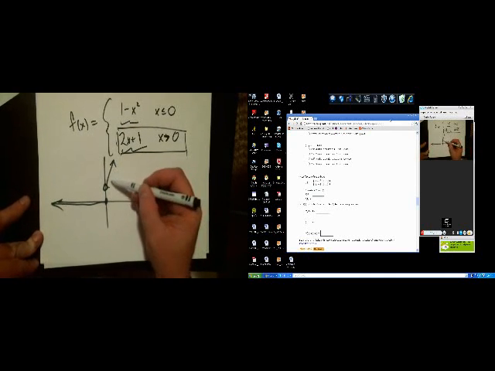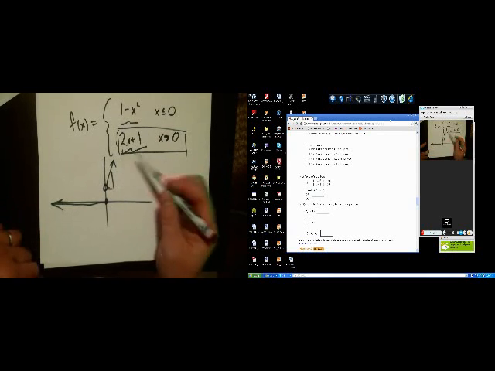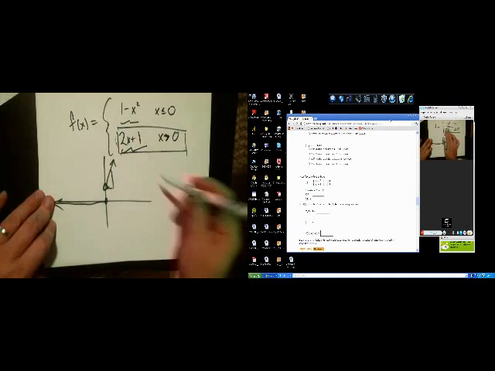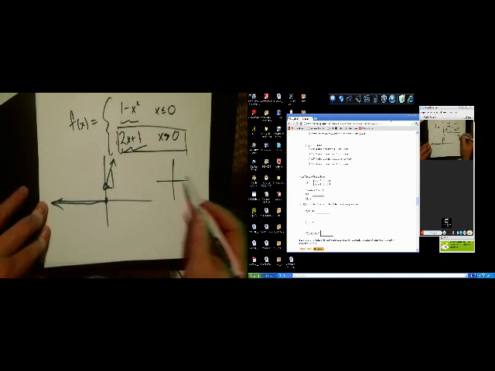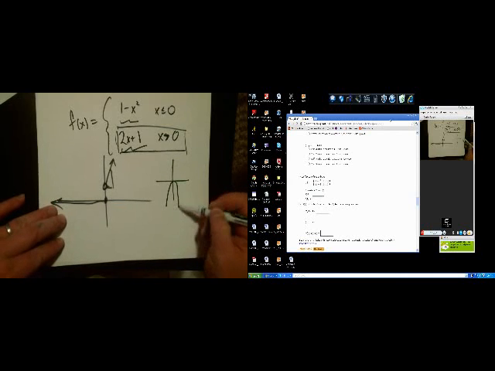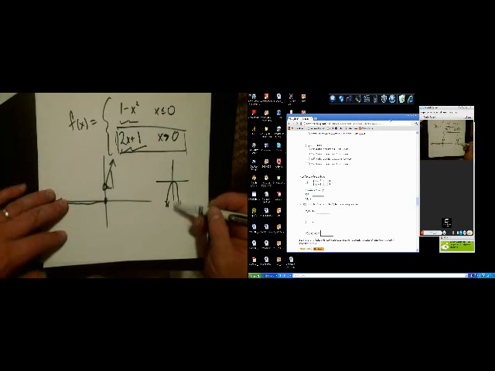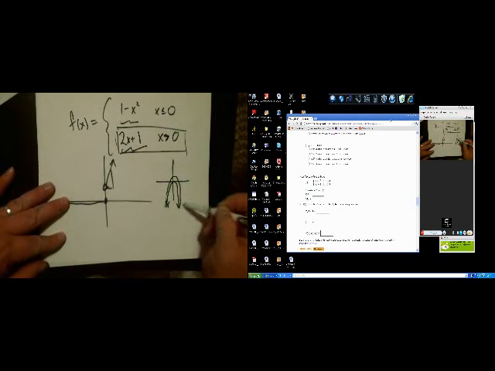Because the slope is 2. Oh, okay, I get it. Now 1 minus x squared. How do you think of that? Minus x squared looks like that. 1 minus x squared is this thing, but I shifted up 1.